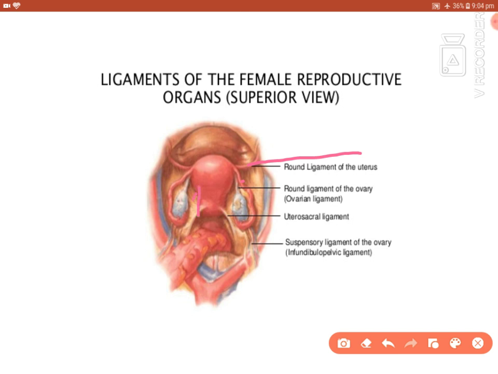This is the broad ligament. Here you can see this is the posterior from the cervix. This is the uterosacral ligament. The round ligament pulls the uterus forwards. The uterosacral ligament pulls the uterus backwards, which maintains the angle of anteversion.